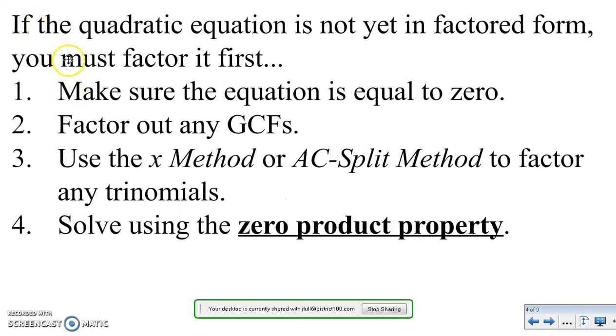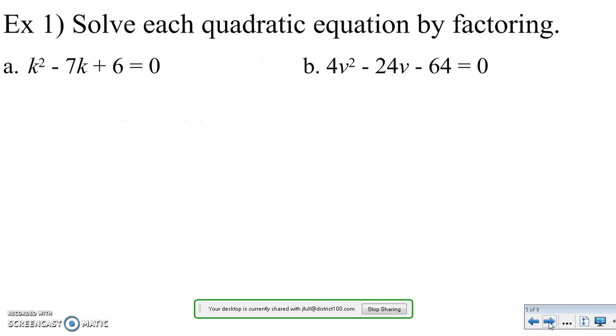So, four steps. First step, make sure the equation is equal to 0. Always do this first before you even check for a GCF. Then factor out a GCF. Then use your X or AC split method. Sometimes you can't do that, most of the time you can. And then solve using the zero product property. So let's go ahead and do this.